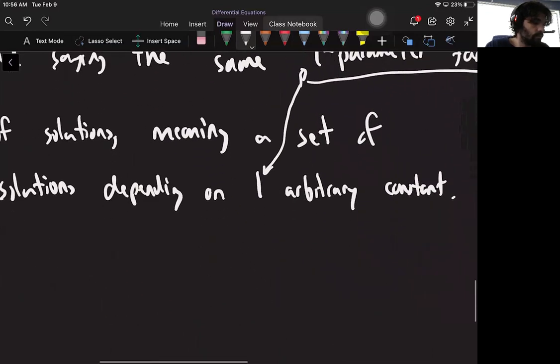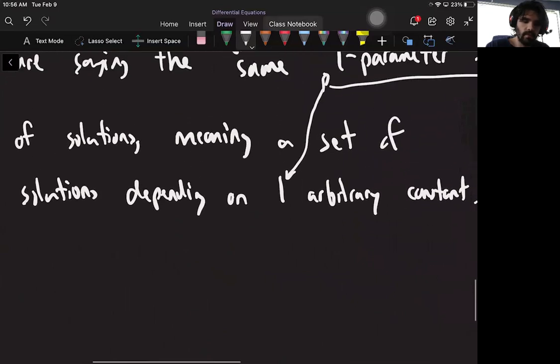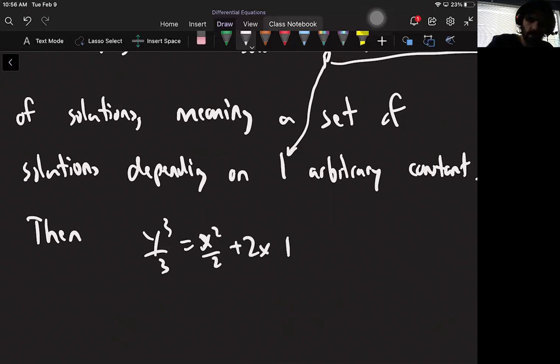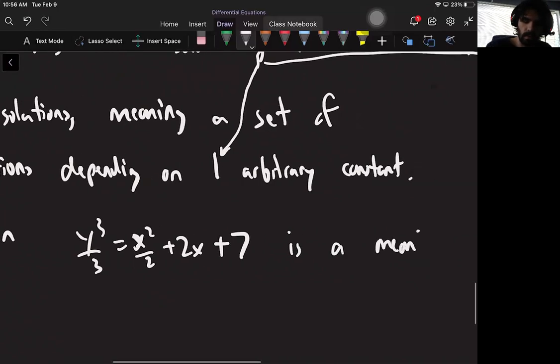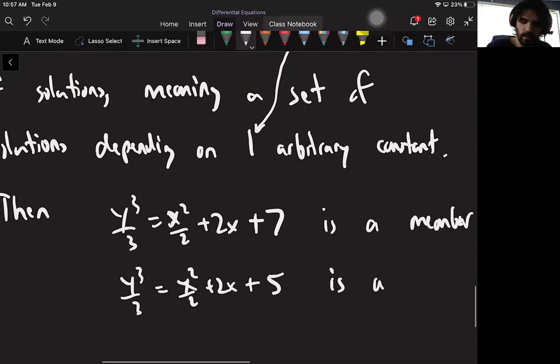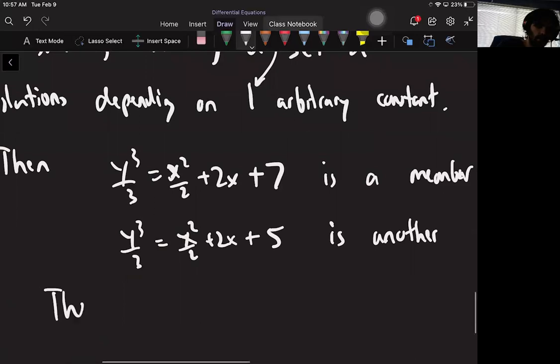And then you might say something like this, just to use the language more. So then you might say y cubed over 3 equals x squared over 2 plus 2x plus 7 is a member of the family because it's one choice of C. And then you might say that this is another member of the family, it's included. And so there are infinitely many.